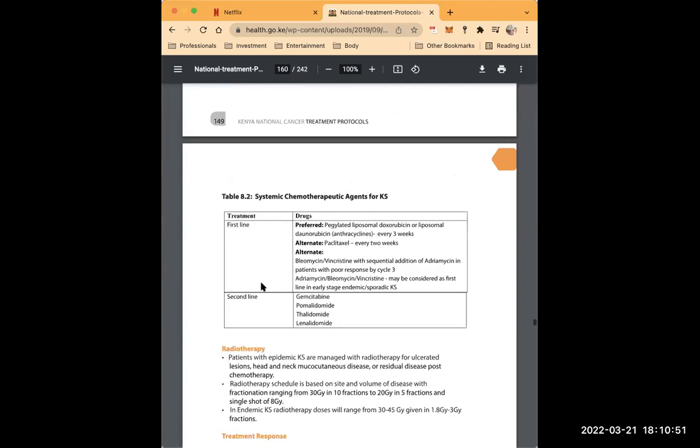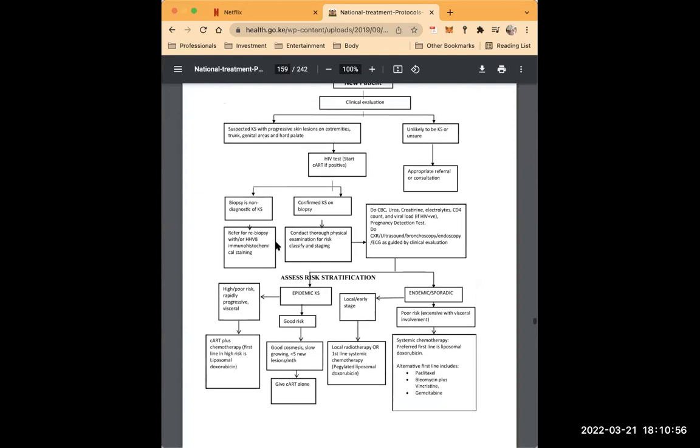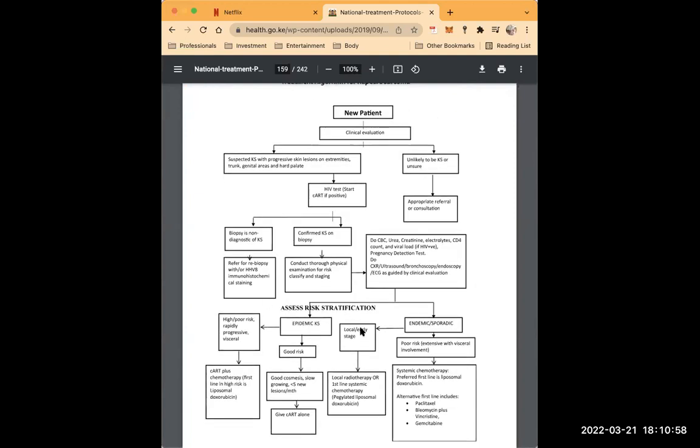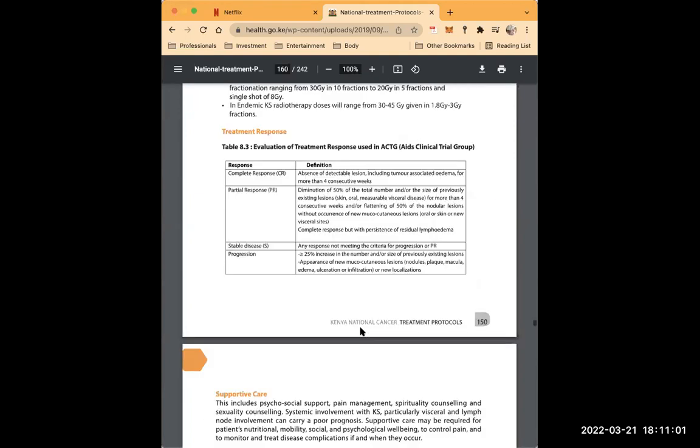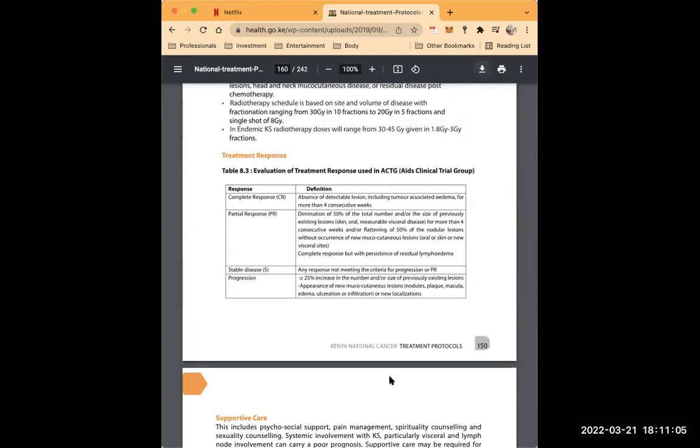These are the Kenya national guidelines for the treatment, and this is some of the things I was trying to tell you. This is how to decide on treatment. The last part talks about how to evaluate if they are responders or not. You have the ones who completely respond to treatment. In this case, they would define it as absence of detection of the lesion, including tumor-associated edema, for more than 4 consecutive weeks. That's the exact definition.